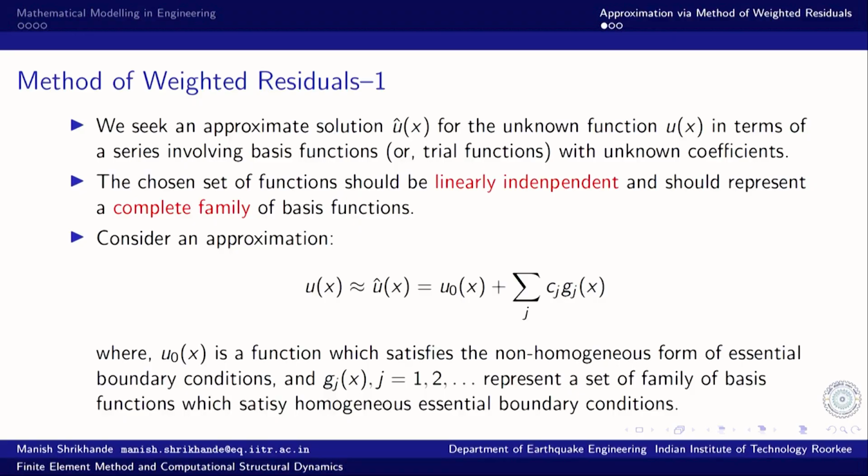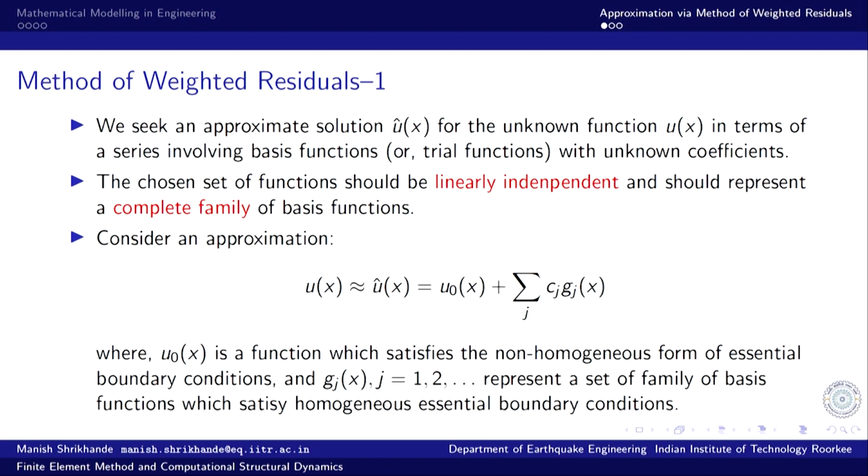So, if it is a constant, then u naught x is simply that constant that is equal to the non-homogeneous boundary condition of the problem. And the series solution that you see, Cj, Gj, they just operate on top of this non-homogeneous boundary condition function, and together the complete summation gives us an approximation to the problem. And Cj, they are the unknown coefficients, that are not yet known.